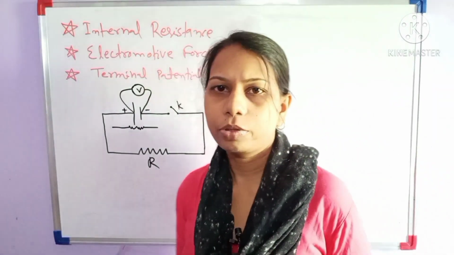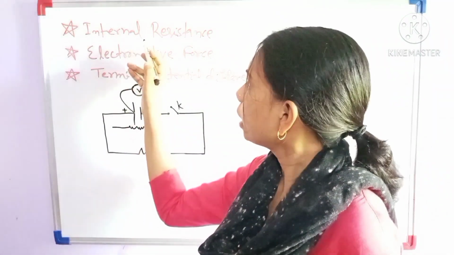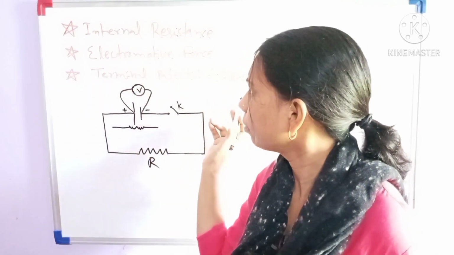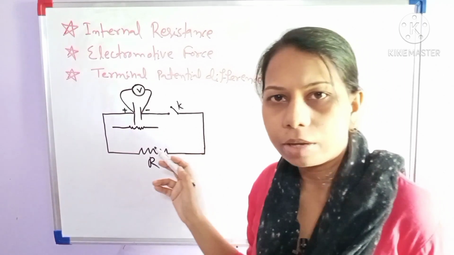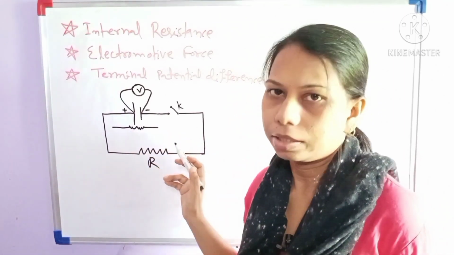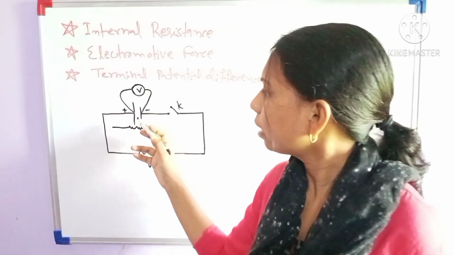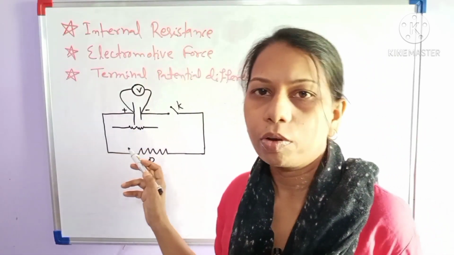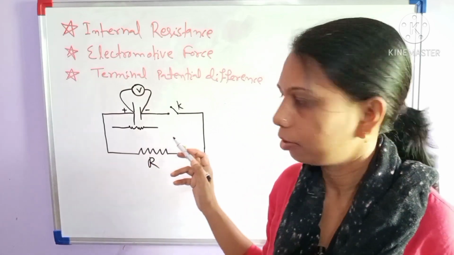Hello students, today we will discuss internal resistance, electromotive force and terminal potential difference. You know the function of a cell, it is used as a power supply in the circuit. When a cell is connected in the circuit, it drives the charge. The rate of flow of charge is known as current.